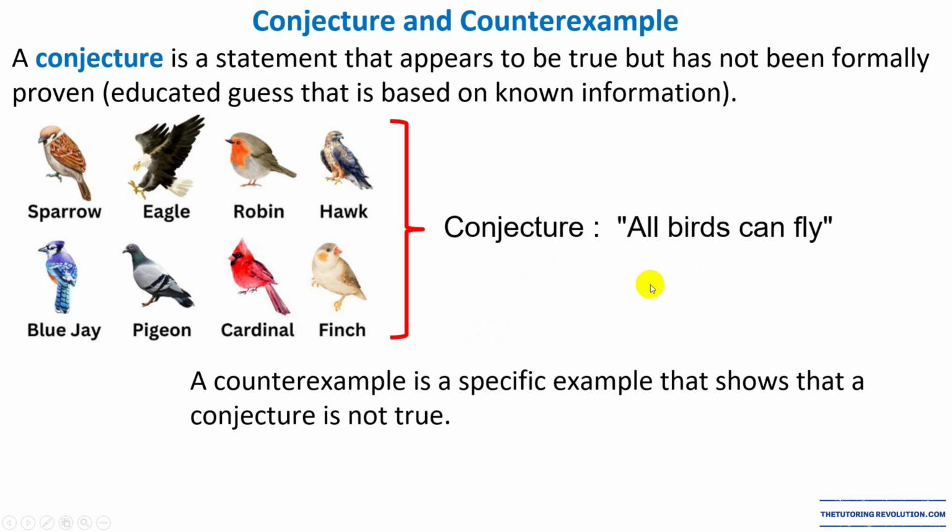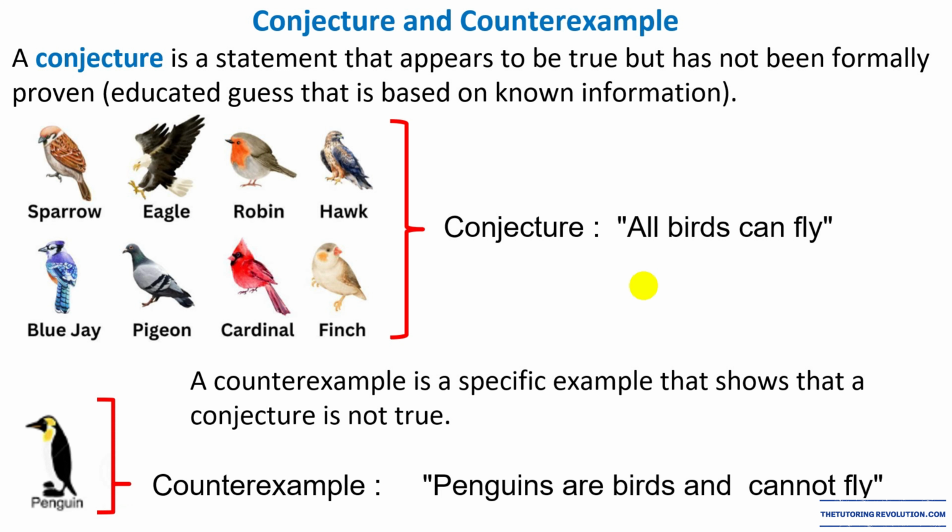A counterexample is a specific example that shows that a conjecture is not true. If we observe a penguin, we realize that a penguin cannot fly. So that would be our counterexample. Penguins are birds and cannot fly. Therefore, this conjecture that all birds can fly is wrong, as proven by this counterexample. Okay, so basically a counterexample is any example that will prove the conjecture wrong.